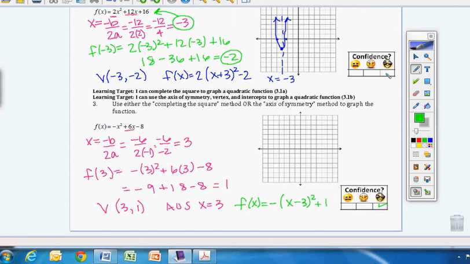Hope you guys are so far feeling confident. All right, so 1, 2, 3. Here's my axis. At 3, 1, that's my vertex. It's going to open down and go down 1 over 1. And 2, 1, 2, 3, 4. There we go, and there's my parabola. Beautiful. All right. Next page.